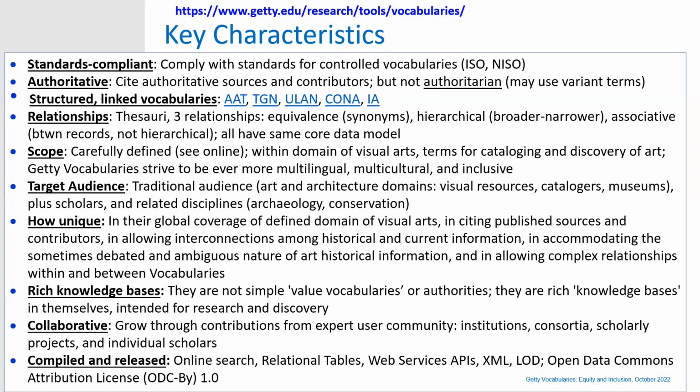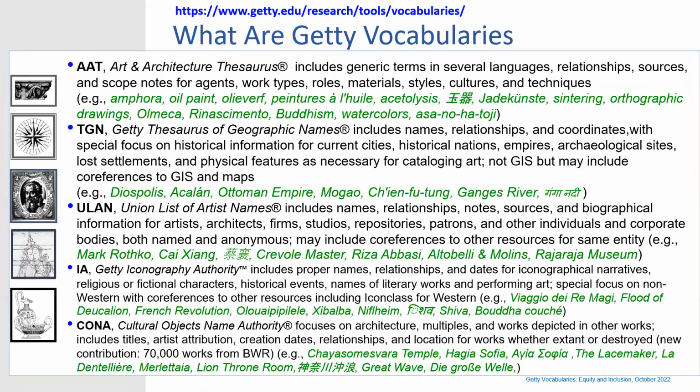Another point I want to make is we now can define how the vocabularies are unique among other resources. They're unique in their global coverage for their defined domain of the visual arts. They're unique in citing published sources and contributors, in allowing interconnections among historical and current information, and they're unique in accommodating the sometimes debated and ambiguous nature of our historical information. Also in allowing complex relationships within and between vocabularies. We now recognize that the vocabularies are not simple value vocabularies or authorities. They are rich knowledge bases in themselves, intended for research and discovery.